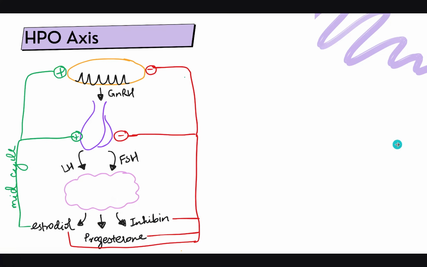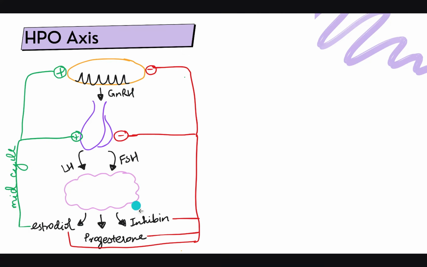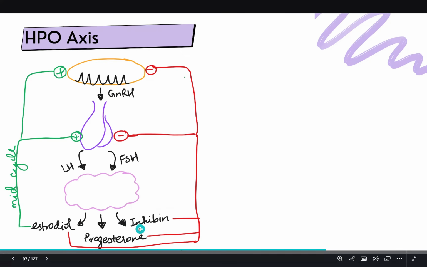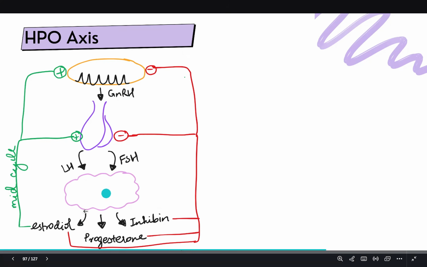Now let's move on to the feedback. All of these hormones are the end products. If there are enough end products, we don't need the stimulation anymore. So all of these end products go and inhibit both the hypothalamus and the pituitary, especially inhibin. Inhibin inhibits only and only FSH, all right? It does not inhibit anything else. It goes and inhibits GnRH and thus inhibits FSH. Okay, so it's related to decreasing FSH levels.